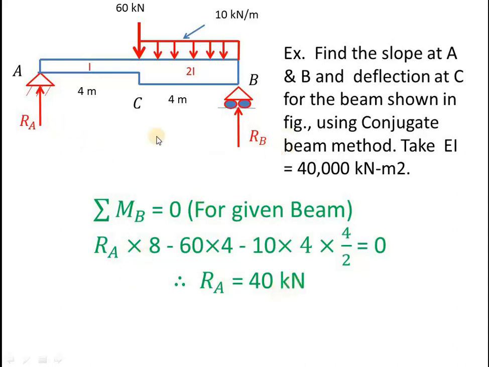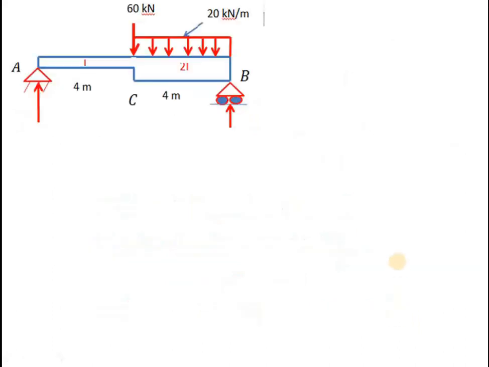Now to get RB, if you write sigma Fy equals 0, you know that RA plus RB equals the total downward load, that is 60 plus 10 into 4, which is 40. That means 60 plus 40 is 100. So the total load is 100 minus the RA value 40, which gives you RB equals 60 kilonewton. Once you get the values of RA and RB, we can draw the bending moment diagram by calculating the values of bending moment at various points like A, C, B. You know that RA is calculated as 40 kilonewton and RB equals 60 kilonewton.